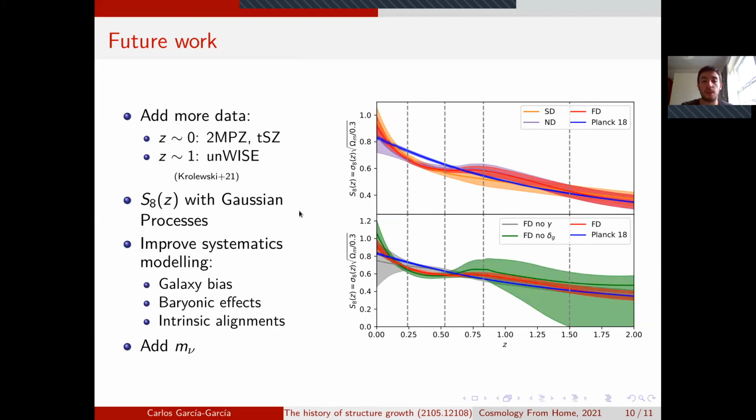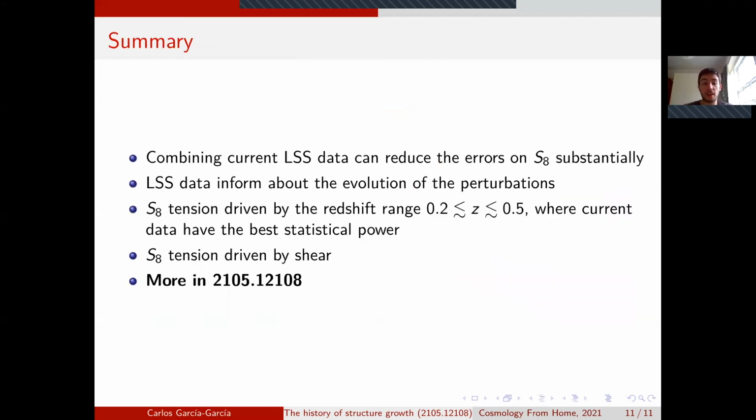Also, we would like to generalize the way we reconstruct the growth by using Gaussian processes. And we could also improve the way we handle the systematics by using different models for galaxy bias, baryonic effects, or different models for intrinsic alignments. In addition, we could add massive neutrinos that we didn't take into account in our analysis. So just to summarize, the key ideas of this talk and this paper are the following.